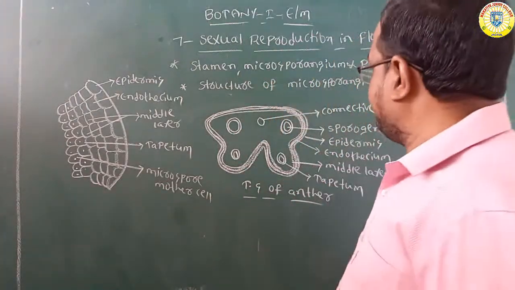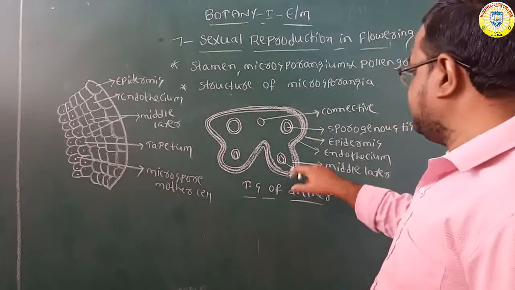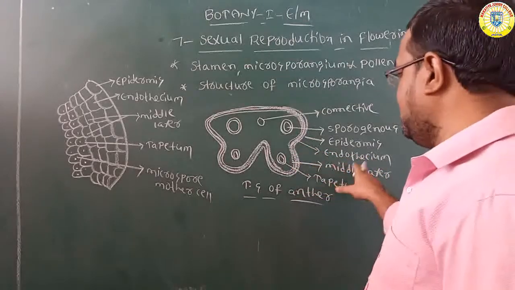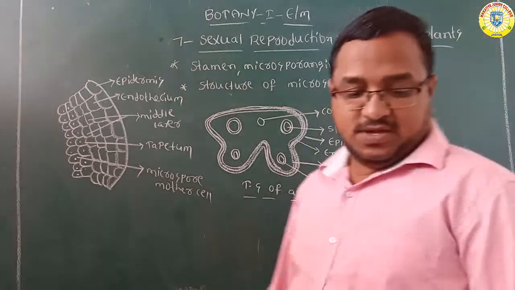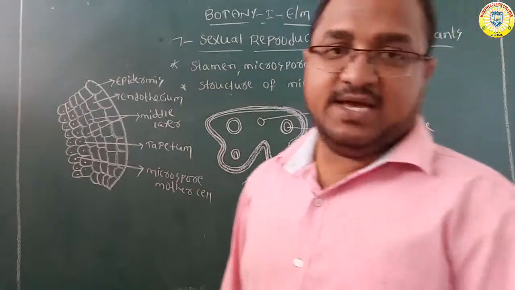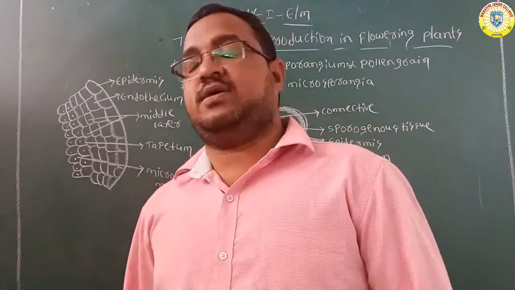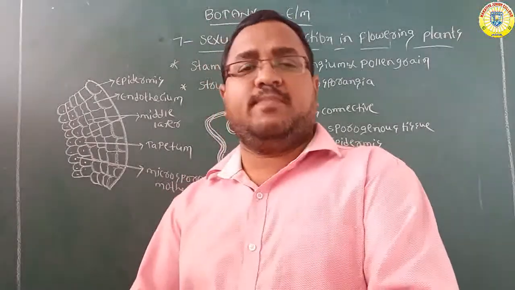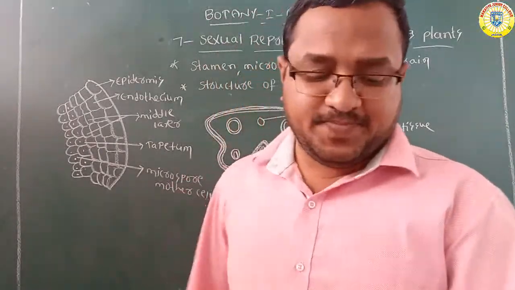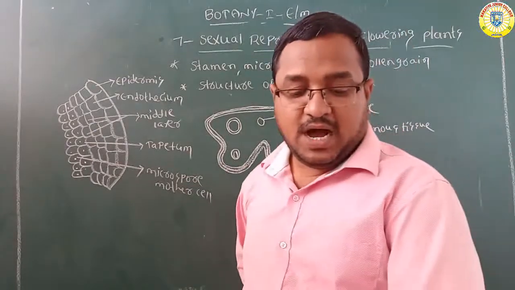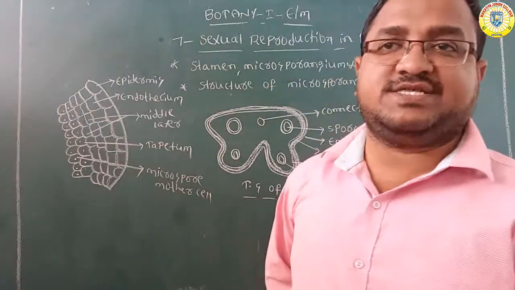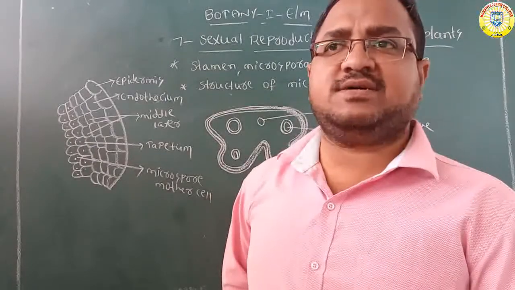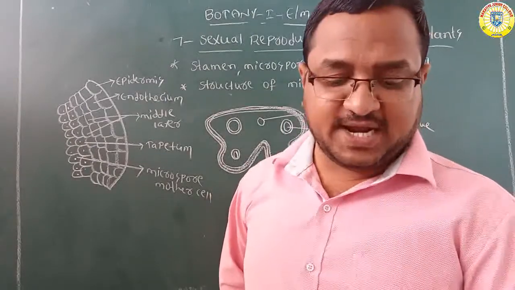First one is epidermis, second one is endothelium, third one is middle layer, fourth one is tapetum. These are the four layers: epidermis, endothelium, middle layers, and tapetum. Here, these first three layers are epidermis, endothelium and middle layer.